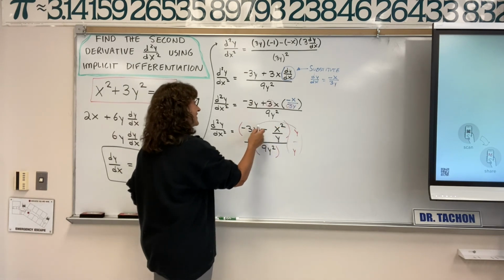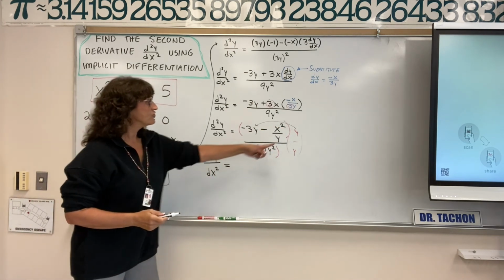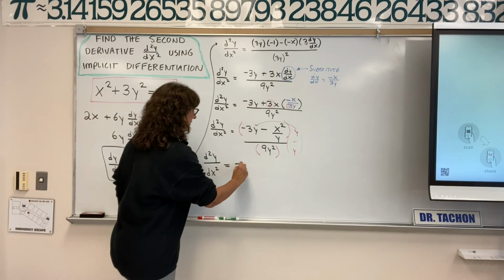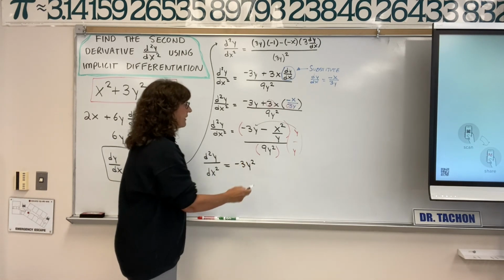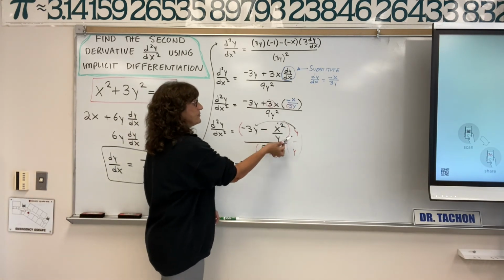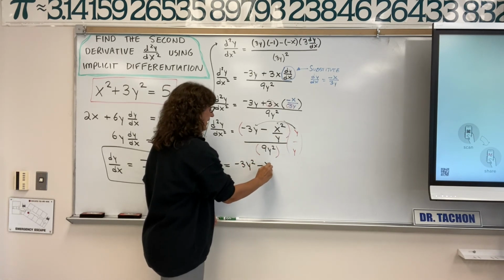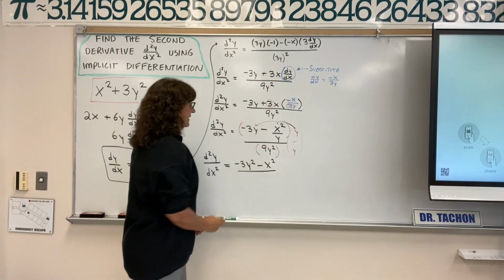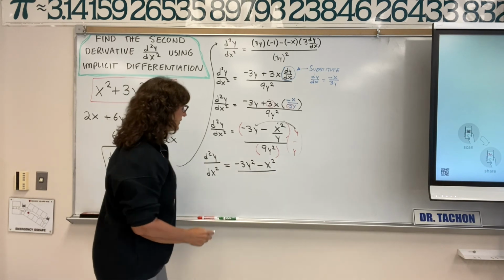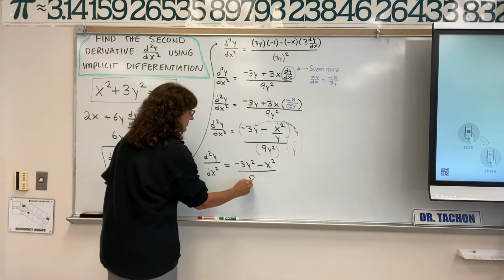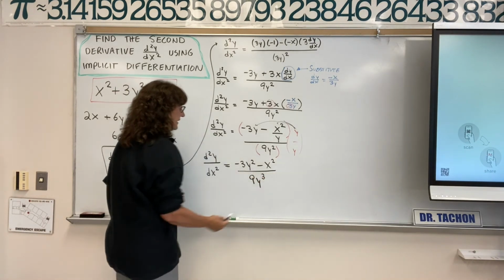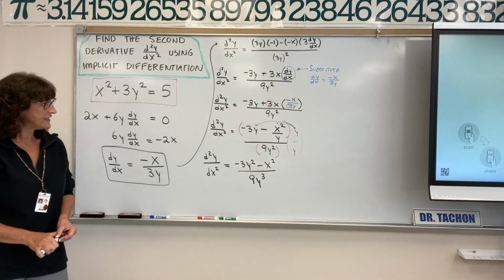So now you've got to take the y and distribute. Distribute the y, so negative 3y squared. And then we take the y and distribute to this term, and the y's are going to cancel, so minus x squared. That's your numerator. Denominator, 9y squared times y, so that's going to give us 9y cubed. So we have our answer here.